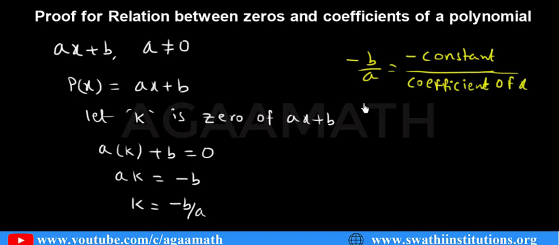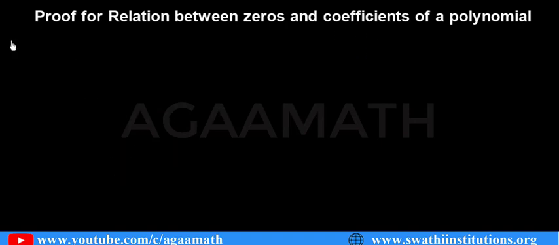Then let us see how we make the relation between the zeros and coefficients of a quadratic polynomial, right? So here too we have to know the general form or the standard form of a quadratic polynomial. Remember that the general form of a quadratic polynomial is ax square plus bx plus c, where a is not equal to 0. This is the standard form or the general form of a quadratic polynomial, right?